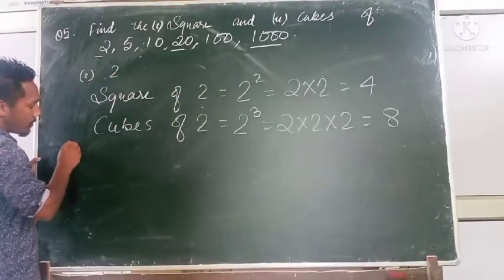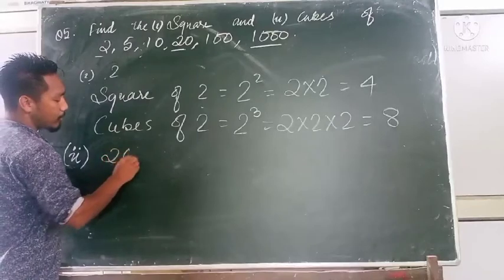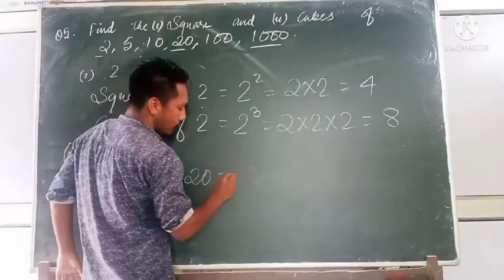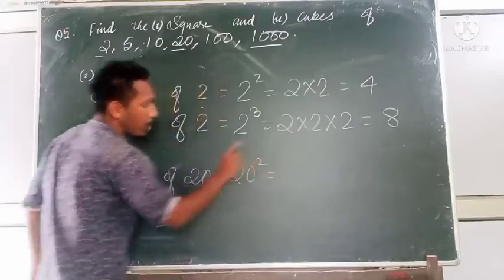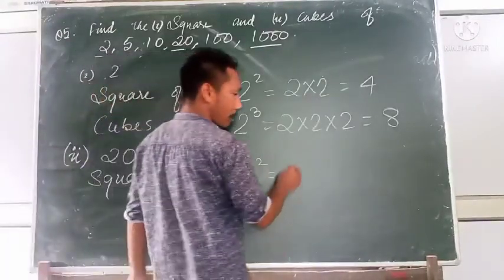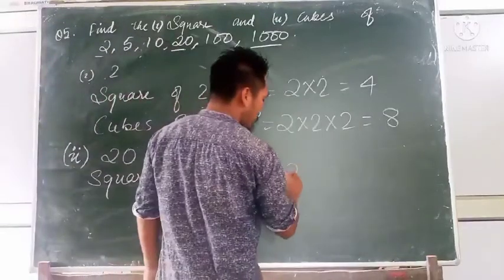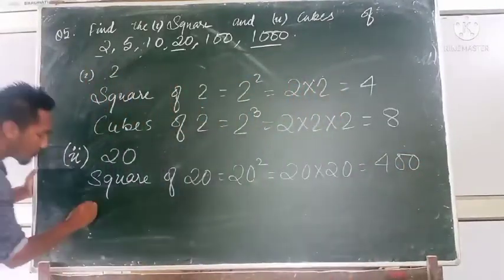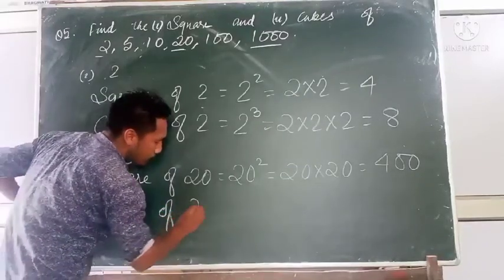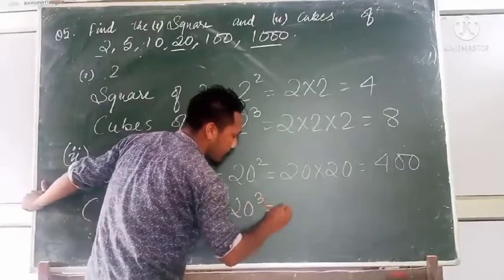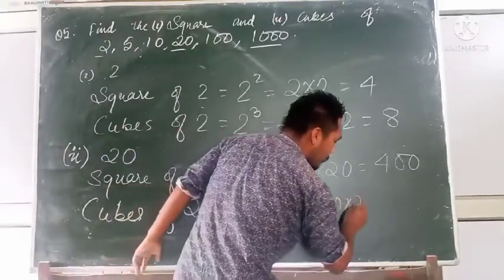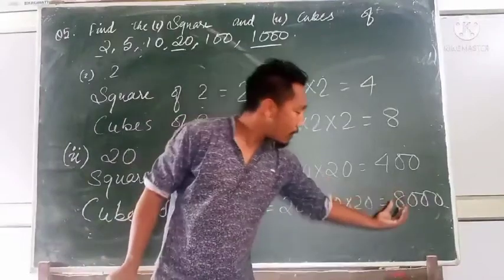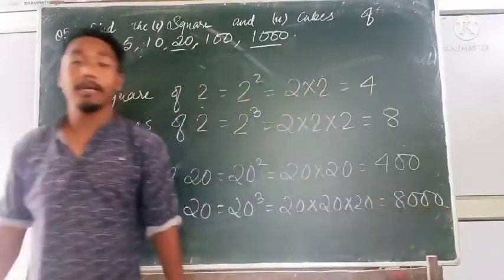Similarly, number 2, that is 20. Square of 20 means 20 raised to the power 2, so 20 into 20, which becomes 400. Similarly, cube of 20 means 20 cube, so you have to multiply 20 into 20 into 20, and your answer will be 8,000. 2 2s are 4, 4 2s are 8, so 8, and then we are adding 3 zeros.